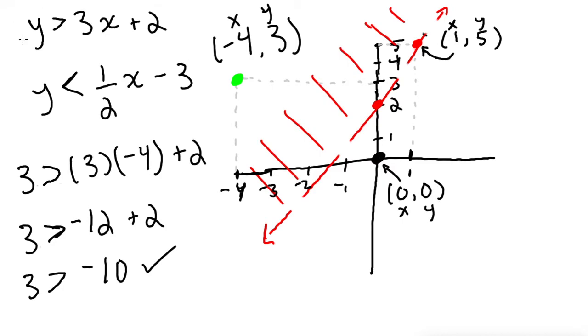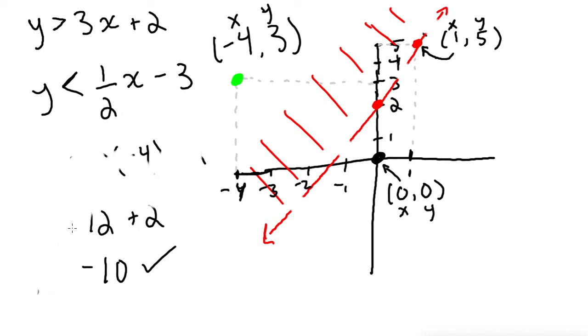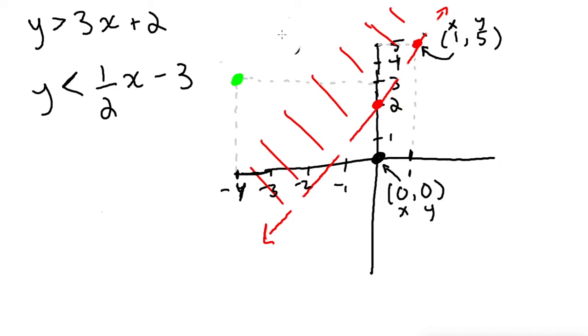Now let's move on to the next one. So the next one, we have y is less than 1/2 x minus 3. Now to do that, I'm just going to make my equation equal to, just like I did before, and I'll graph it the same way, and I'll erase this point over here.